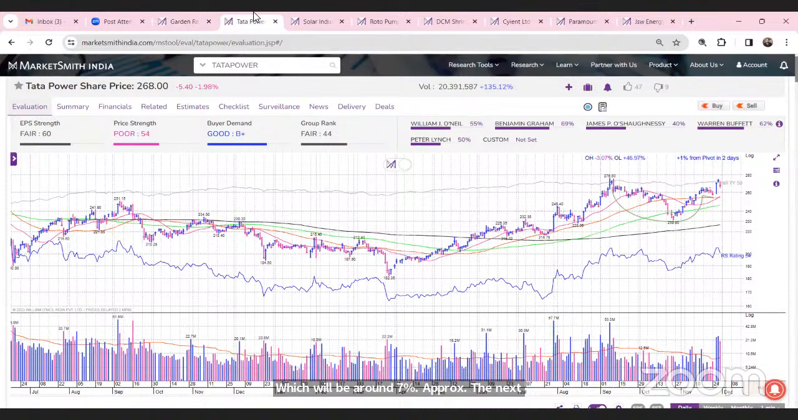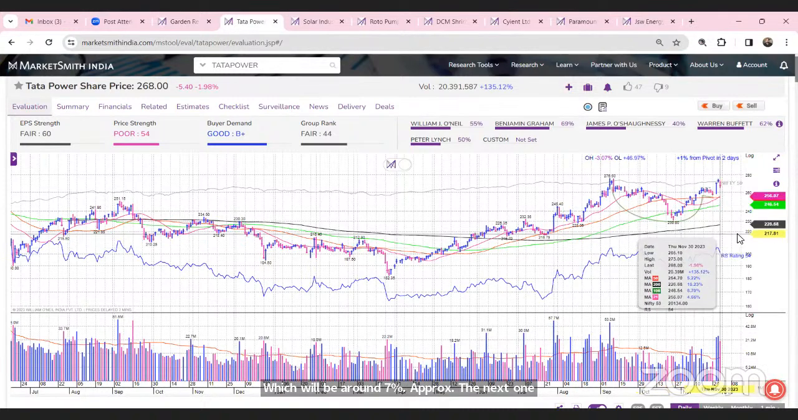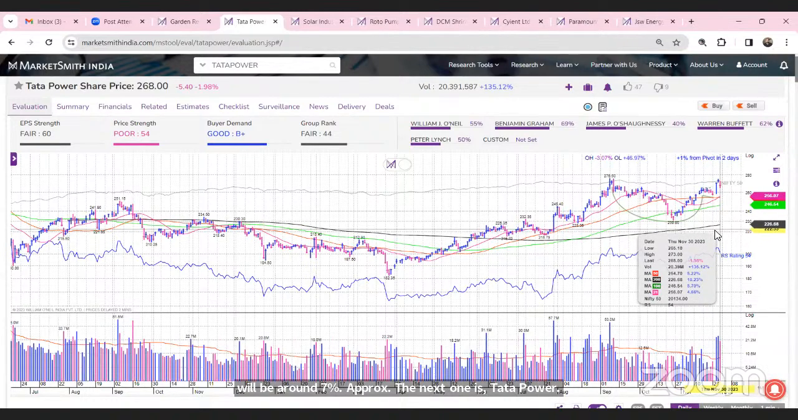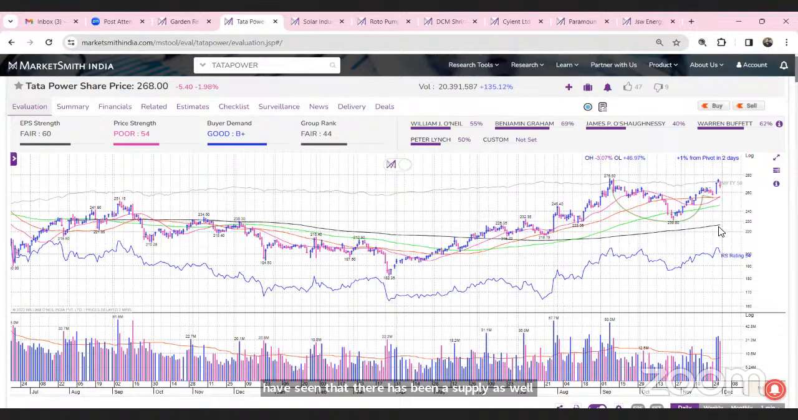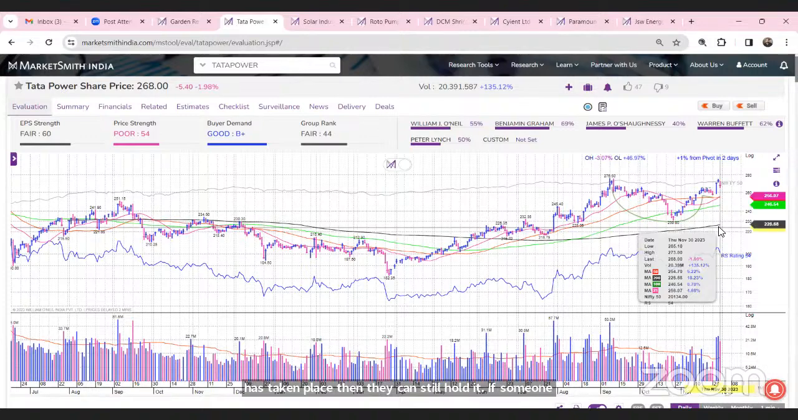The next one is Tata Power. So Tata Power, the breakout has already taken place. And after the breakout, the stock sold off for one day, and in this trading session we have seen that there has been supply as well. So if someone has already bought when the breakout took place, then they can still hold it. If someone is looking to buy the stock, at least they need to wait for one more day, just looking at the price action.